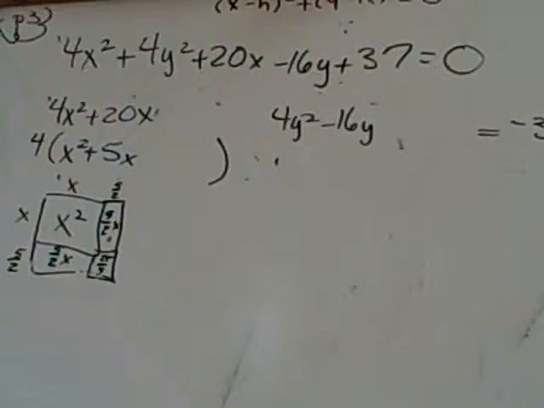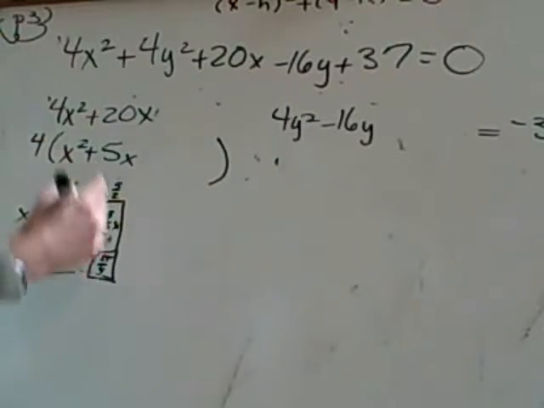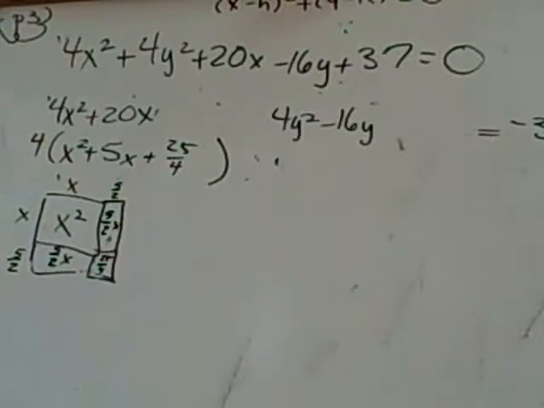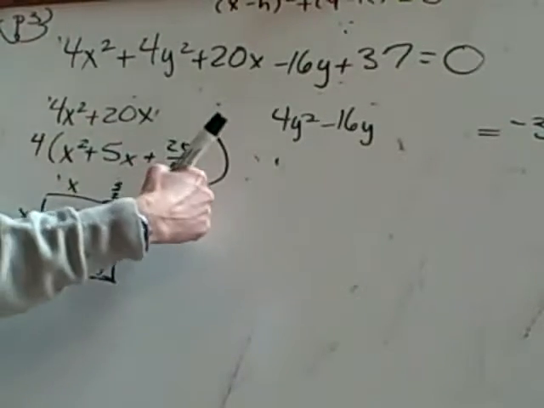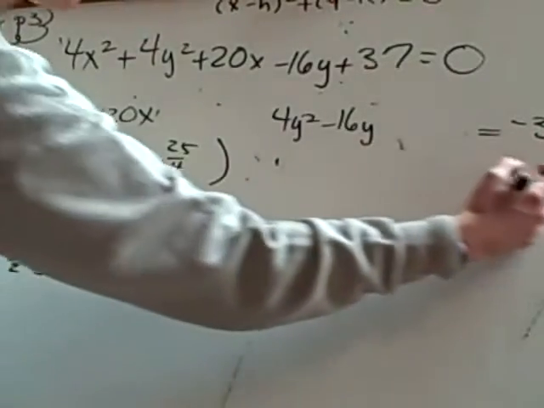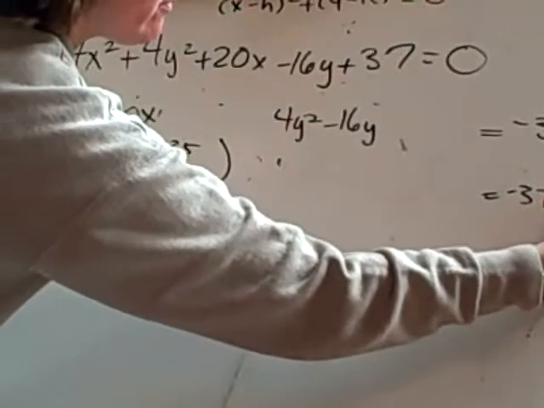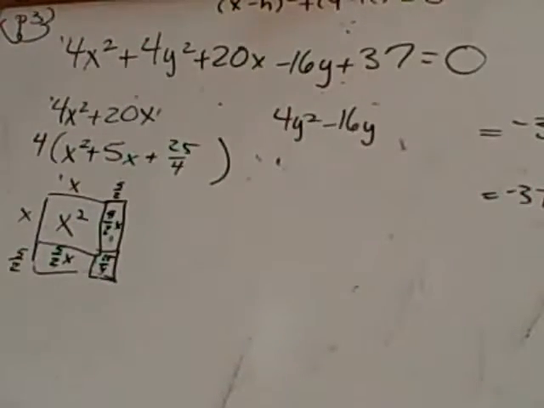So what am I actually adding here? Plus 25 over 4. I'm really adding 25, aren't I? Because 4 times 25 over 4 is 25. So let's go ahead and put it over here. It looks like negative 37 plus 25. And we don't know what we're doing for the y's yet. So far, so good?